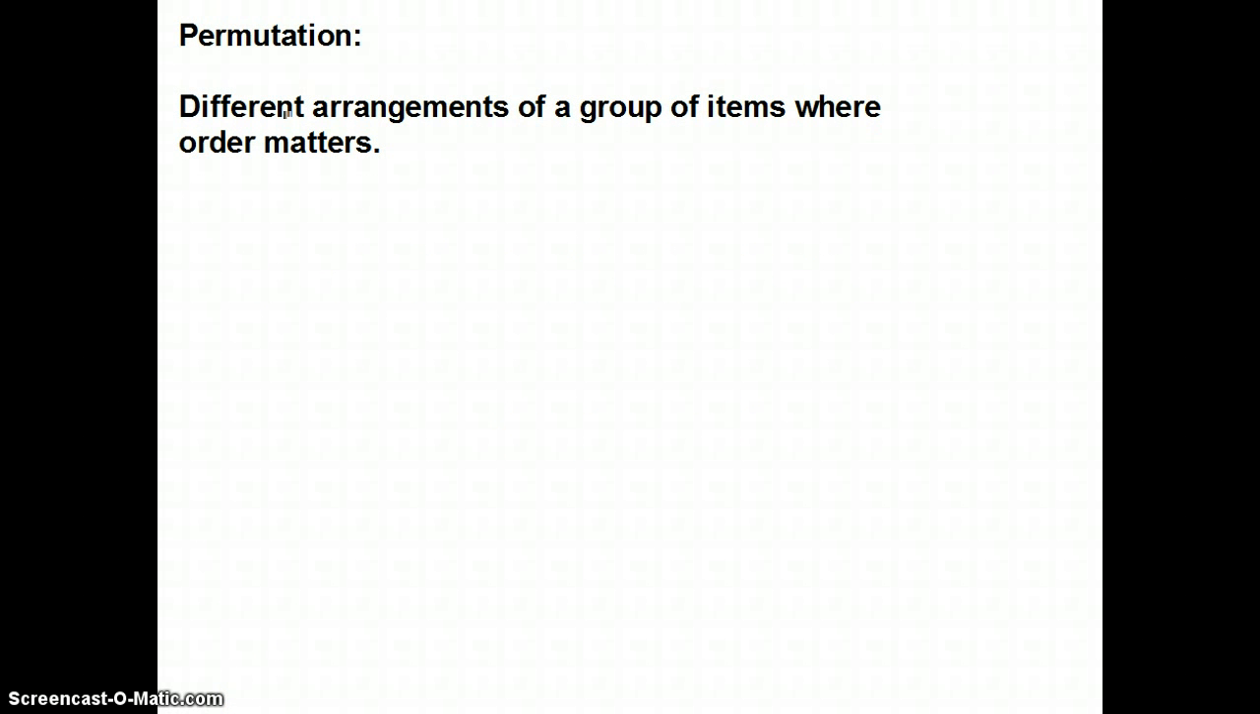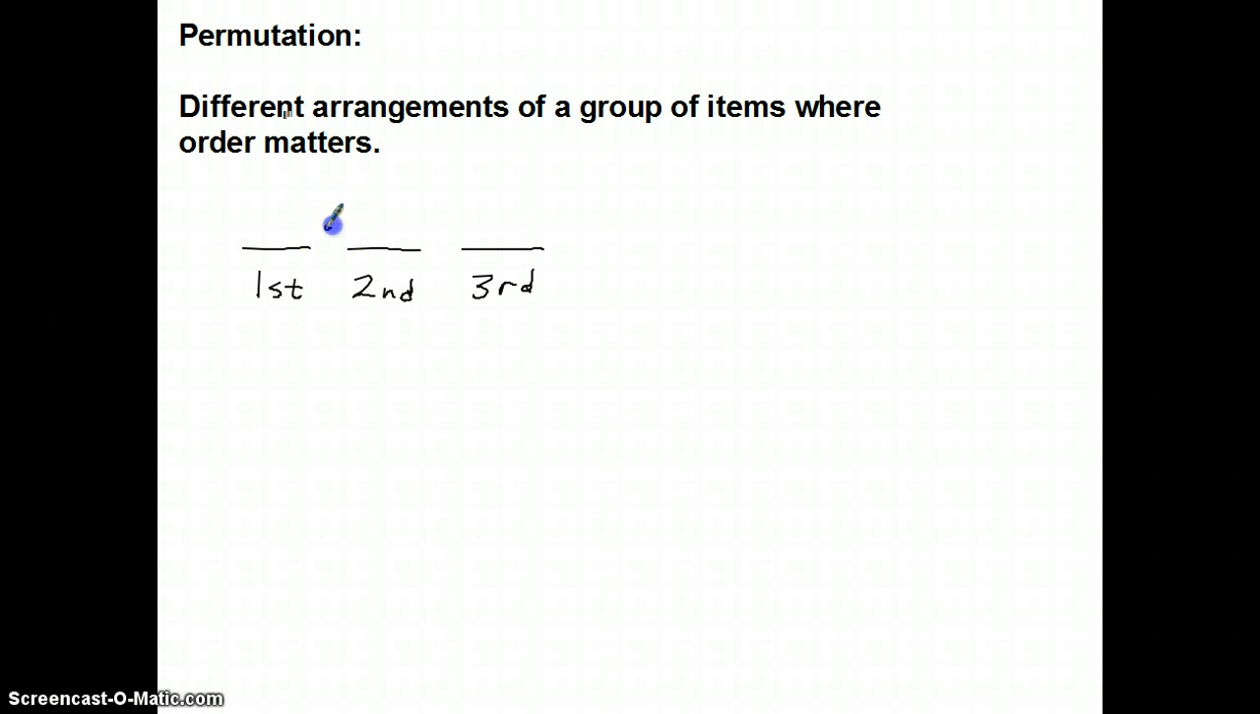Okay, so we're going to move on to permutation right now. And a permutation is different arrangements of a group of items where order matters. The ordering matters in the group of items. So let's think about a race where we have first place, second place, and third place. And let's say that there's 5 people in the race.